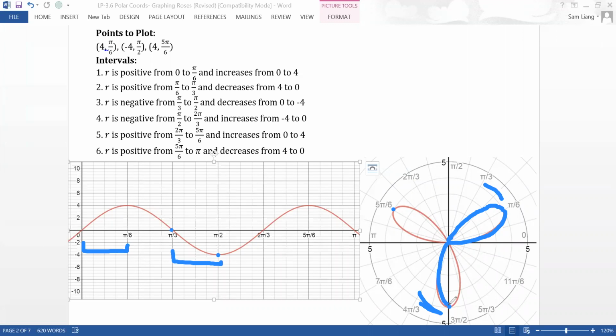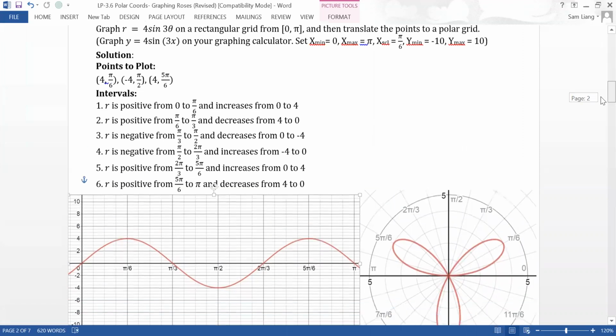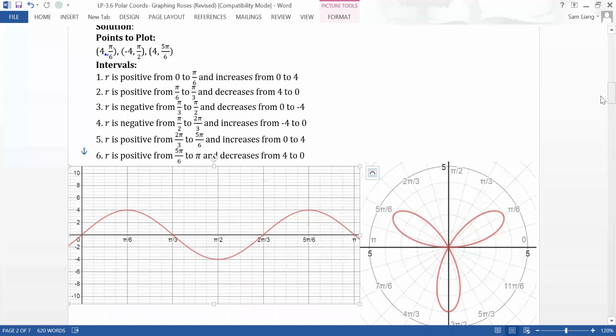Yeah, but you guys get the idea. For the remaining intervals, we would come up with the remaining portions of the rose. Okay, let me clear the drawing so you can see that. Yeah, that's what your rose curve of 4 sine 3 theta would look like. Let me zoom out.